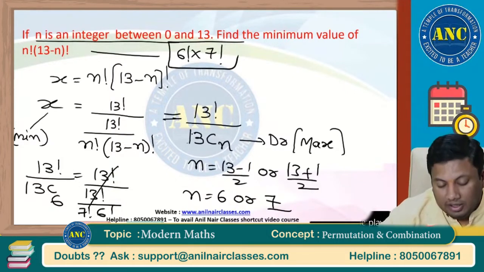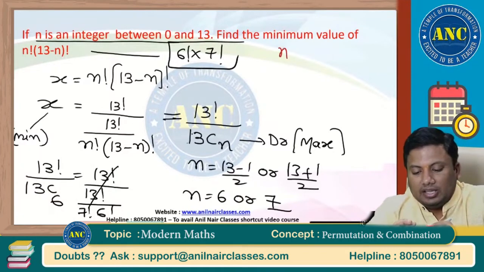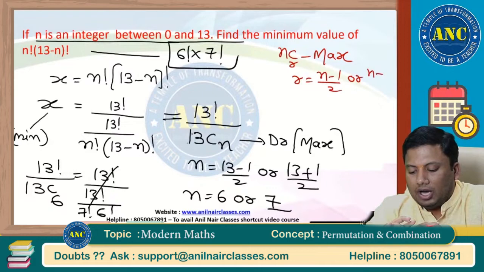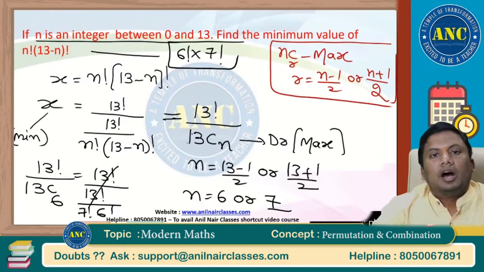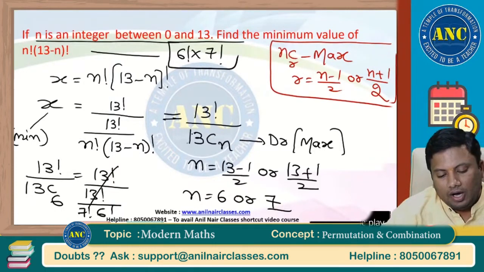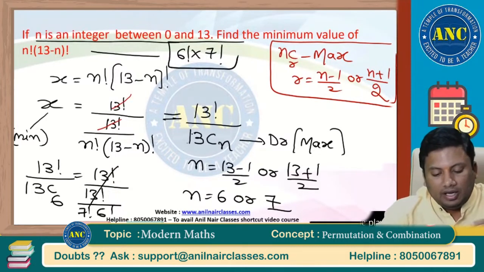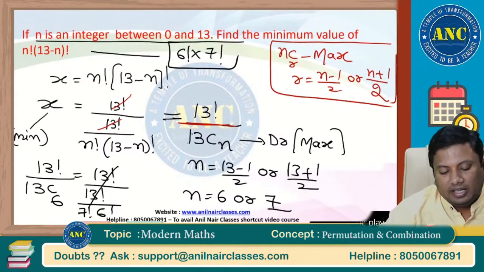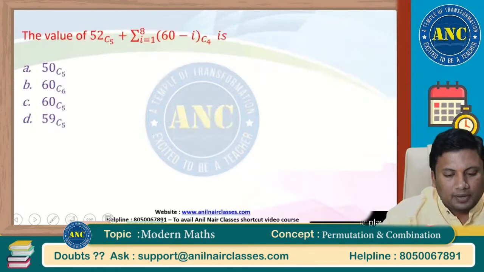Very, very easy question if you know the concept. What is the concept? NCR is maximum if R is equal to n minus 1 by 2 or n plus 1 by 2. NCR is maximum only when R is equal to n minus 1 by 2 or n plus 1 by 2. I multiplied and divided by 13 factorial so that in denominator I will get 13Cn.